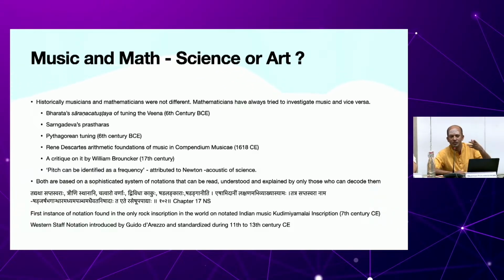The word Shadja itself, since all the remaining 6 swaras are generated from this note, is called Shadja. And the first instance of notation can be found in the Kudumiyamalai inscription, the Shikheshwara temple. Kudumi means Shikha in Sanskrit.